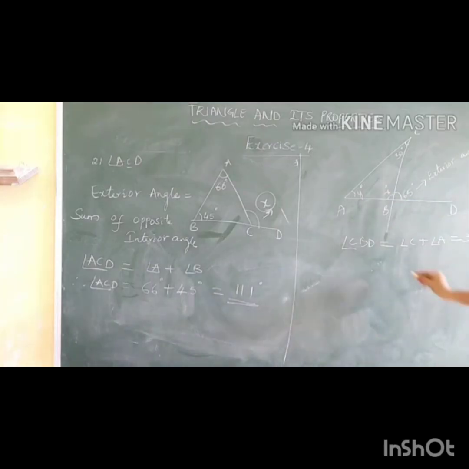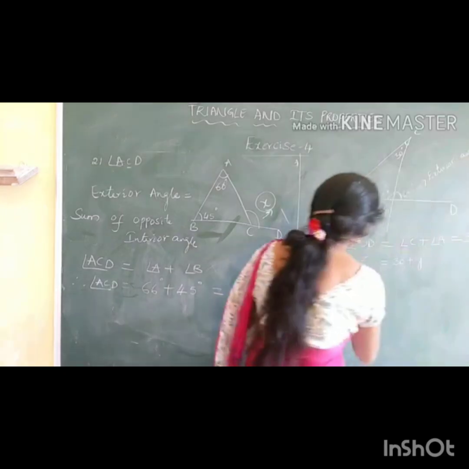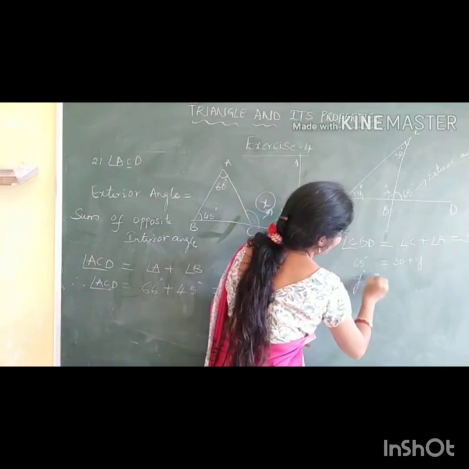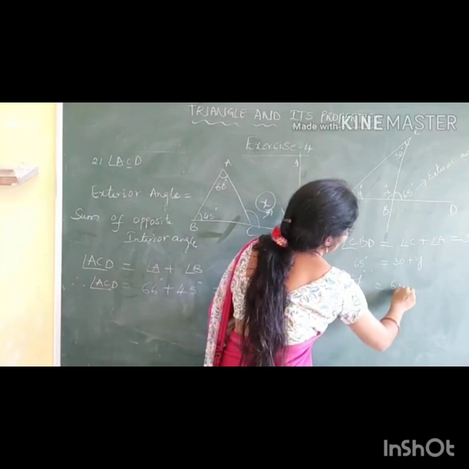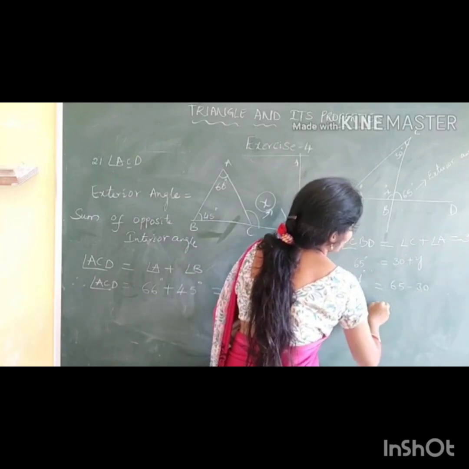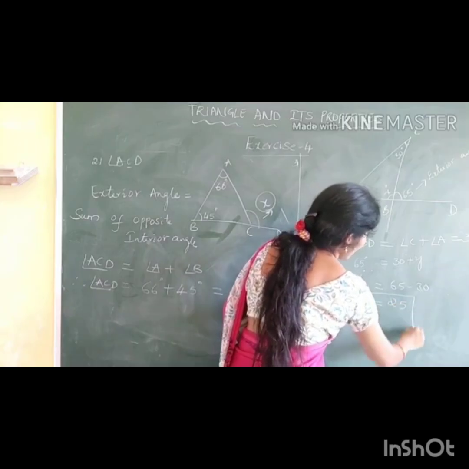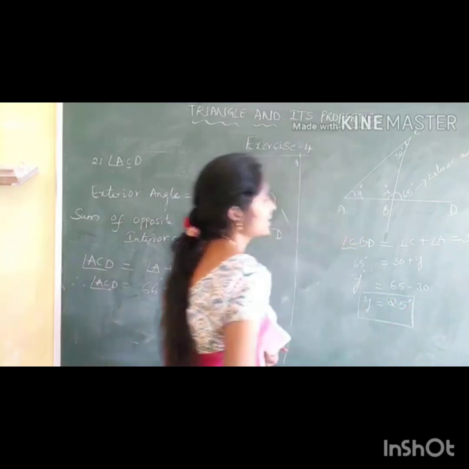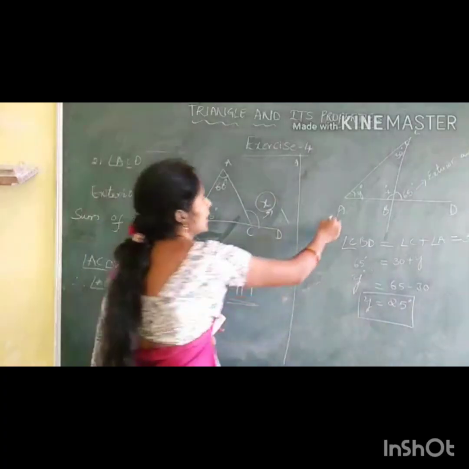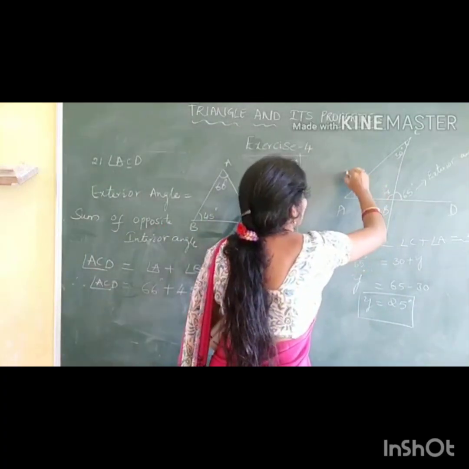Now, we already know angle CBD is 65 degrees. So 65 degrees is equal to 30 plus y. We want y, which means angle A. Y degrees we want. Subtract 65 minus 30, then you can get y is 25 degrees. Angle A is 25 degrees.